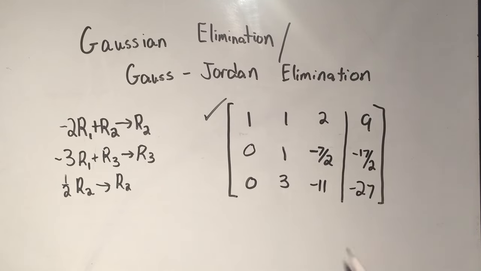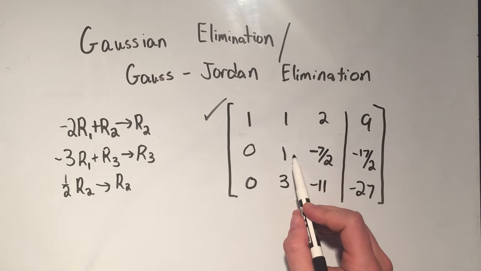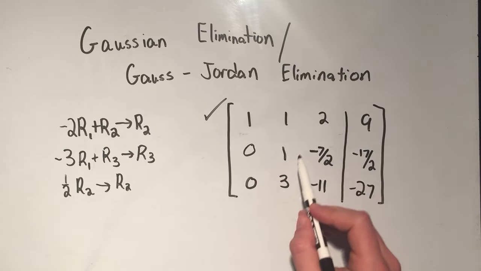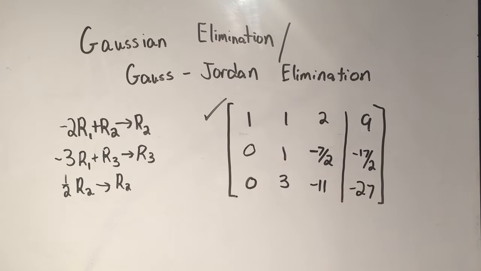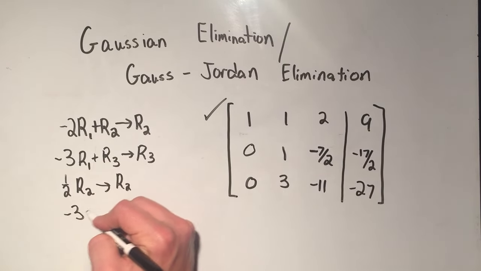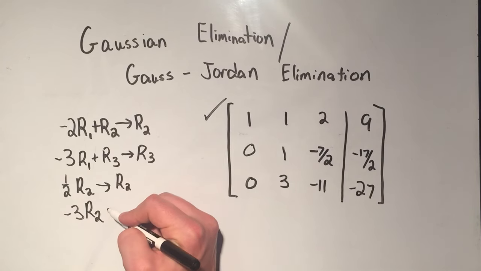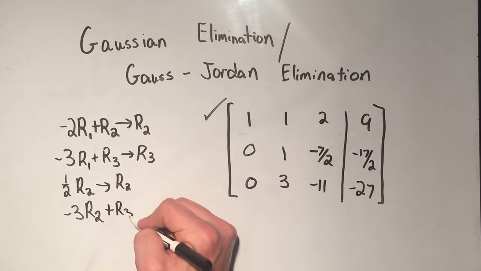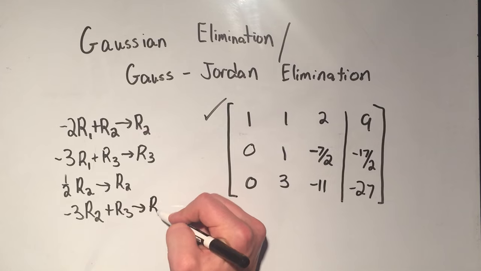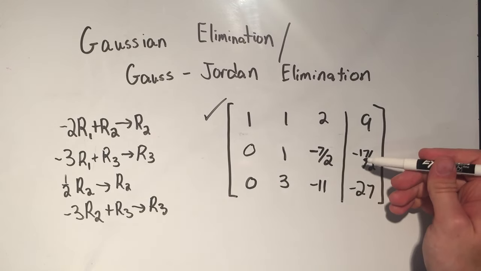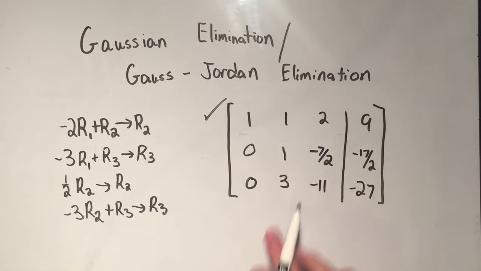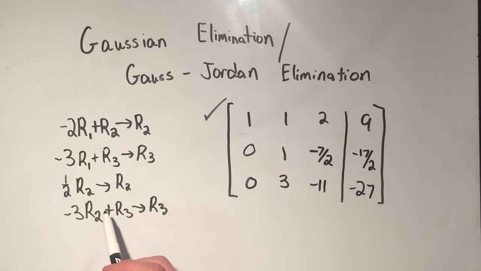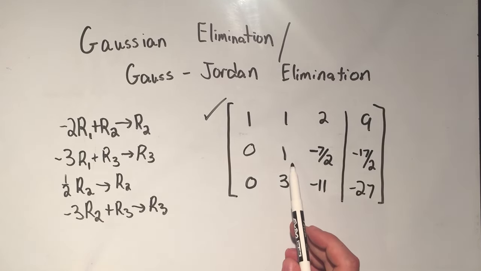And now what do I do? Well, I want a zero right underneath this. So I need to take minus three times row two. Minus three times row two plus row three becomes my new row three. Notice how I'm using the row right above it to get rid of the zeros below. So let's look at this. It's gonna get a little involved, but I'm sure you'll be all right.